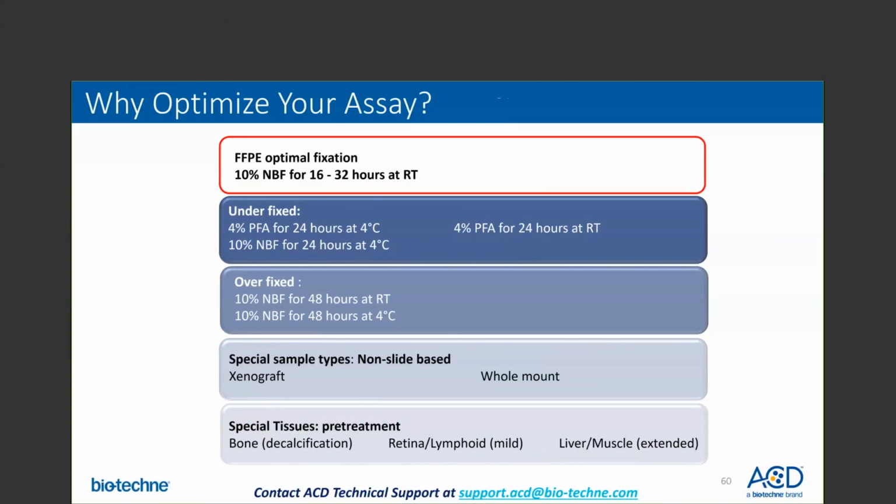If the samples are overfixed, the signal could be weak and you may need to optimize to improve signal detection. There are also particular sample types that may require different pretreatment conditions and optimization. A few are listed here. For example, bone samples will usually require decalcification, retina will require milder pretreatment, and liver and muscle may require extended pretreatment. If your tissue of interest is not listed here or you're unsure if your tissue has been fixed as recommended, please feel free to reach out to technical support for guidance.